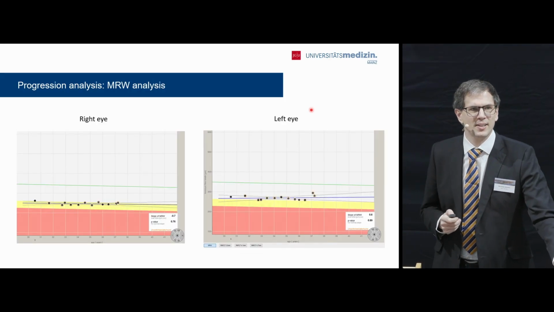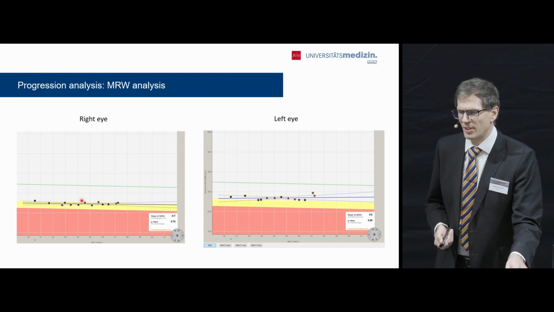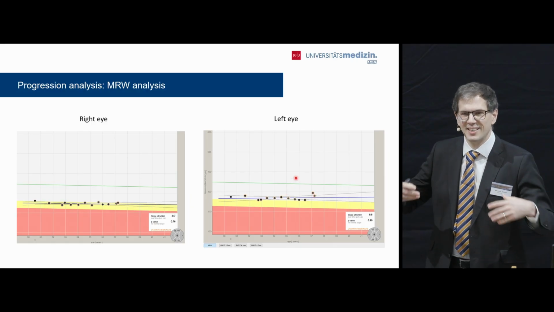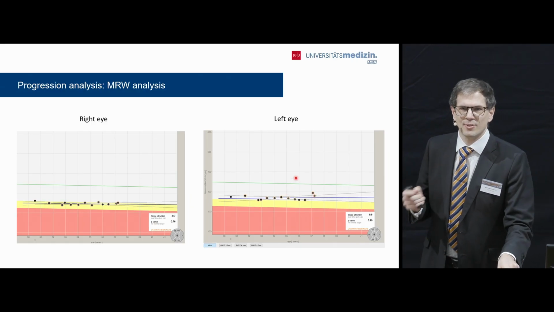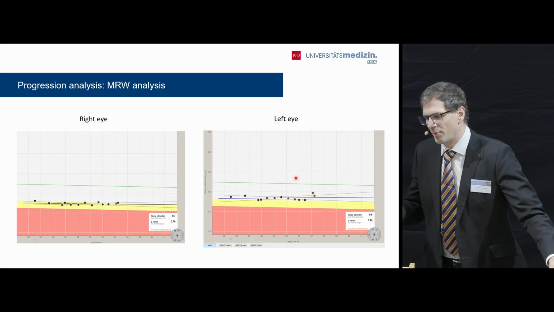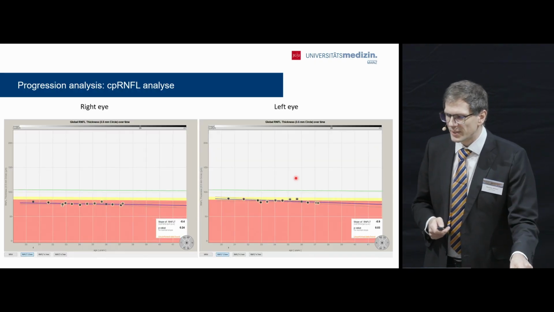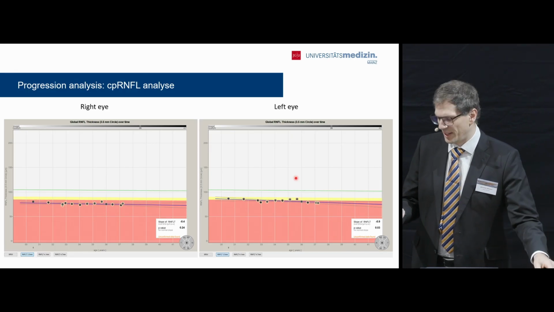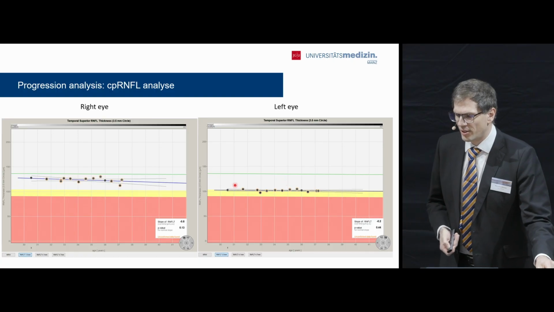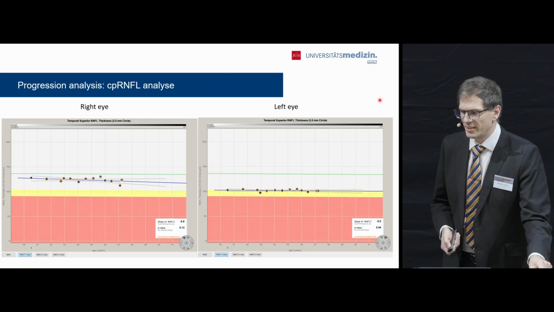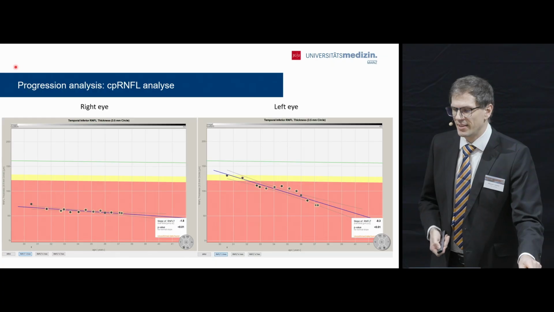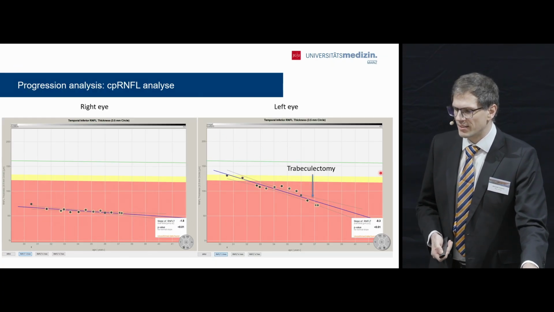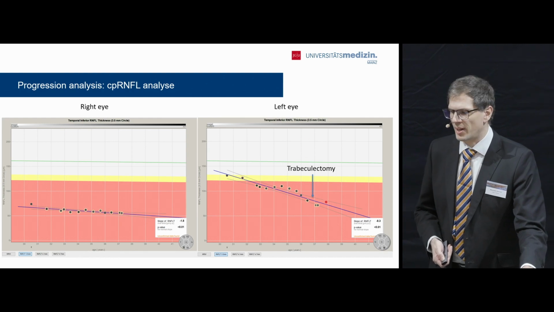Looking at the MRW analysis, you actually can't see much change over time. You may wonder what that is, and that's just that it increases after a trabeculectomy, which is quite well reported in the literature. And when you look at the RNFL global analysis, you really can't see much change. But if you then go to the temporal superior quadrant, it still looks stable, and in the temporal inferior, you see how it moved down. And that's the reason why we decided to do a trabeculectomy here.